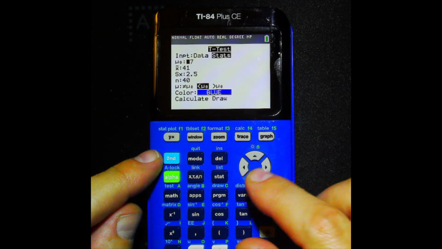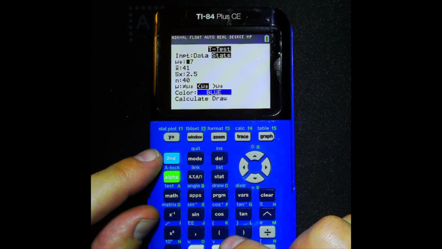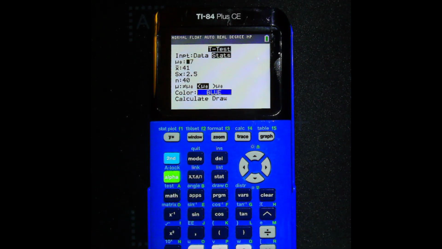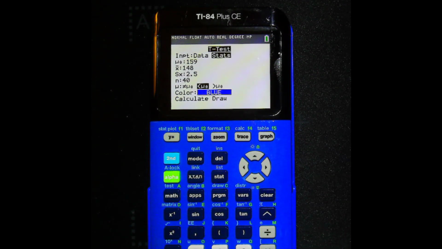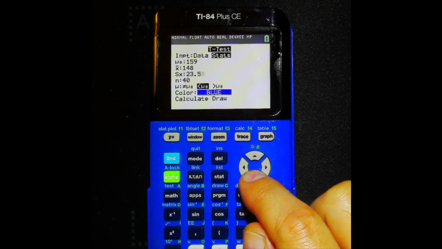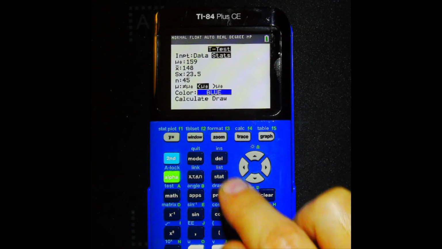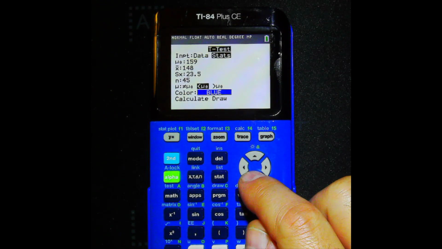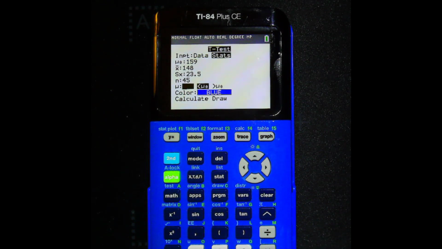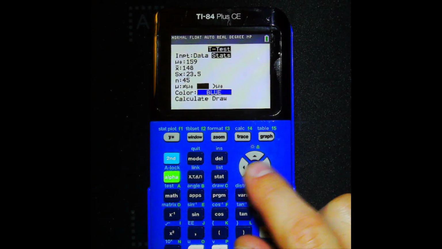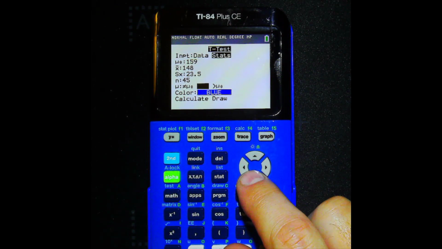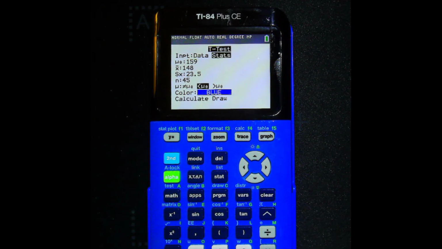We'll input the stats as before. This time, the mean is 159 feet. The sample mean was 148 feet. The sample standard deviation was 23.5 feet. And the sample size was 45. The test is a left-tailed test again to see if it's been reduced. And we'll calculate.